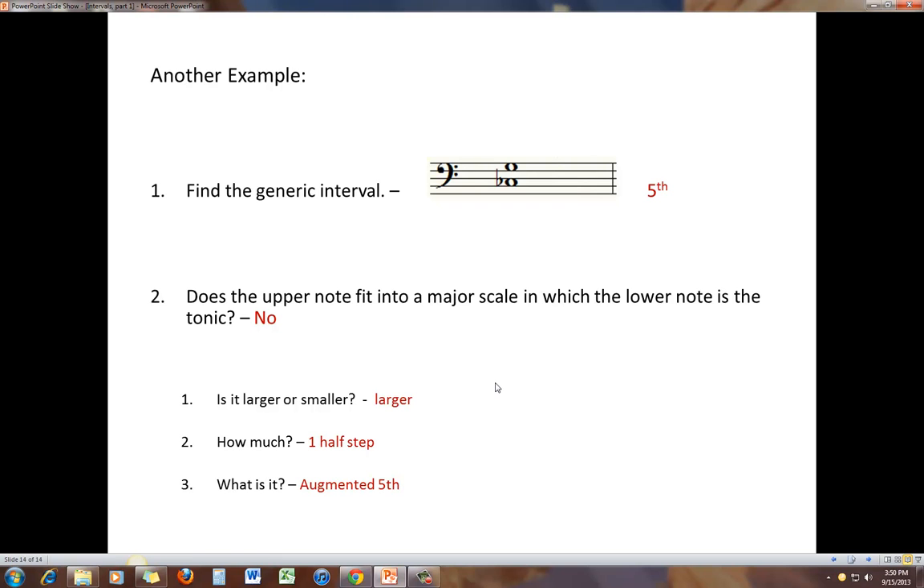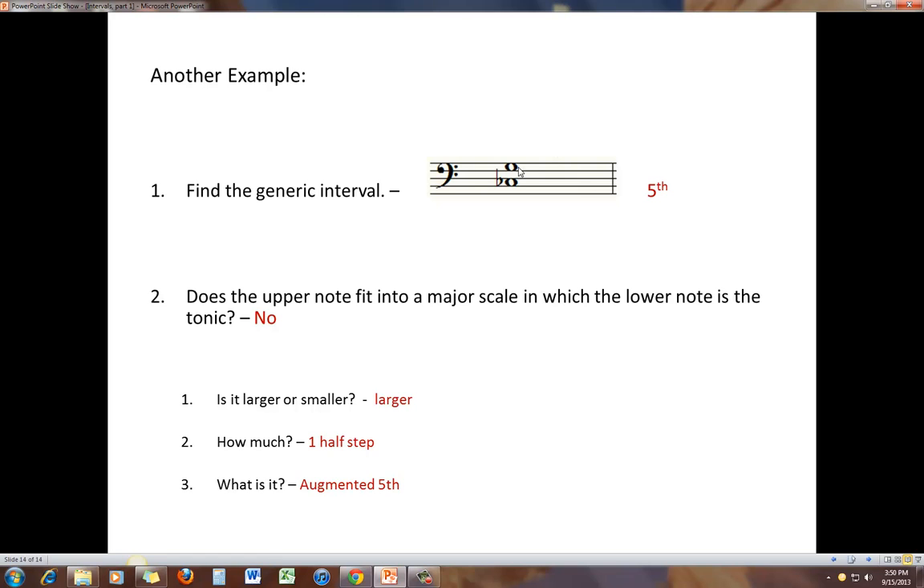Here's another example. Start with finding the generic interval. 1, 2, 3, 4, 5. We have a fifth. Does the upper note fit into the major scale in which the lower note is a tonic? Okay, what is this lower note? It's C flat. What's the key signature of C flat major? 7 flats. So in C flat major, is there a G natural?